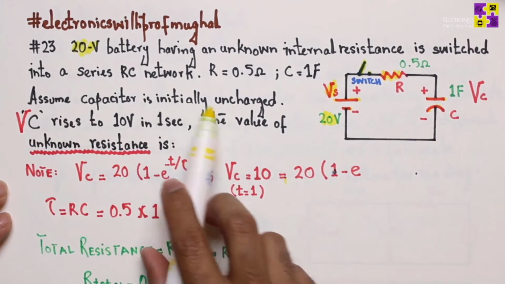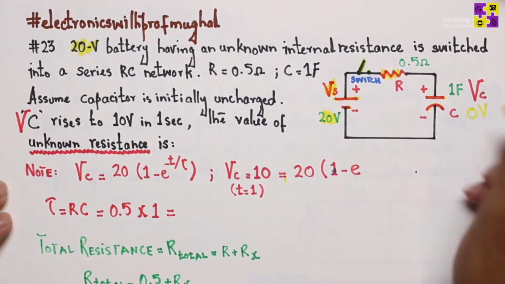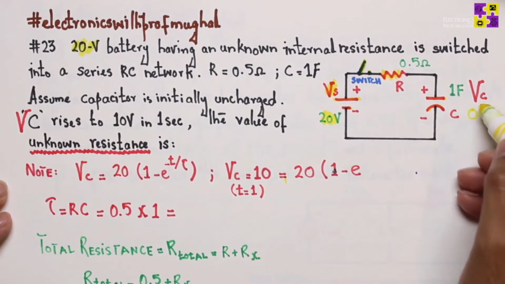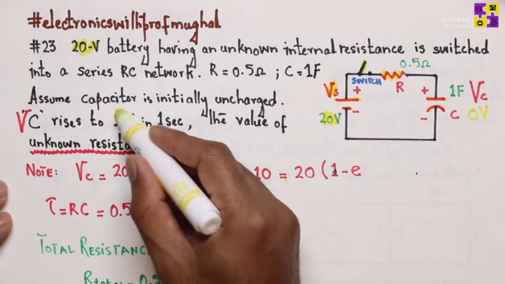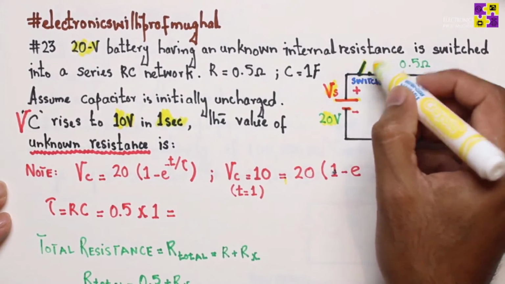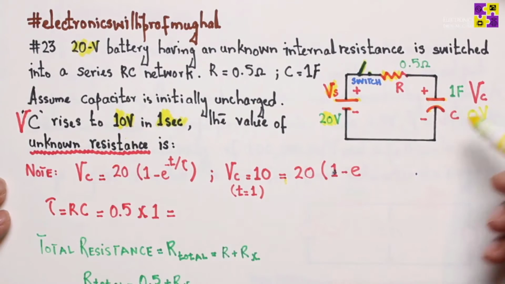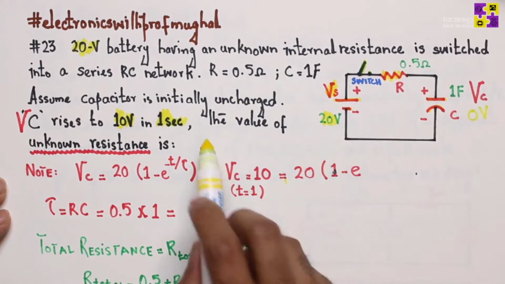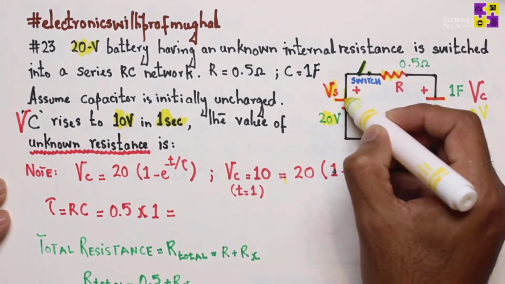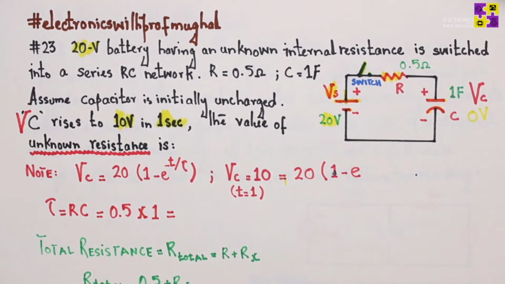Assume the capacitor is initially uncharged. So that would mean initially the voltage across it will be 0 volts. VC, the voltage here, rises to 10 volts in 1 second. After this switch is closed, after 1 second, it reaches 10 volt potential across the capacitor. We have to find out the value of the unknown resistance, which is the internal resistance of the battery, correct?